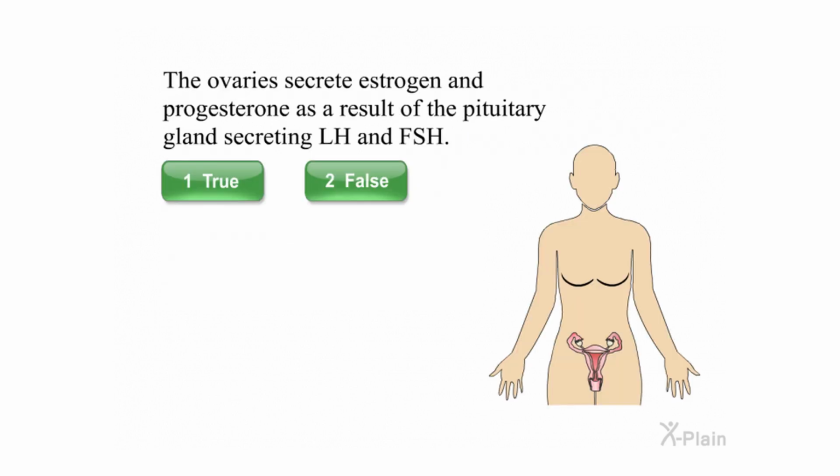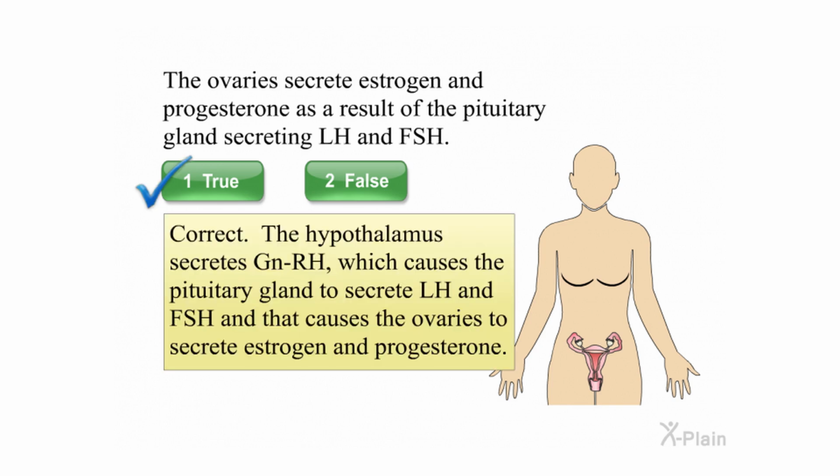The ovaries secrete estrogen and progesterone as a result of the pituitary gland secreting LH and FSH. Select true or false. Correct. The hypothalamus secretes GnRH, which causes the pituitary gland to secrete LH and FSH, and that causes the ovaries to secrete estrogen and progesterone.